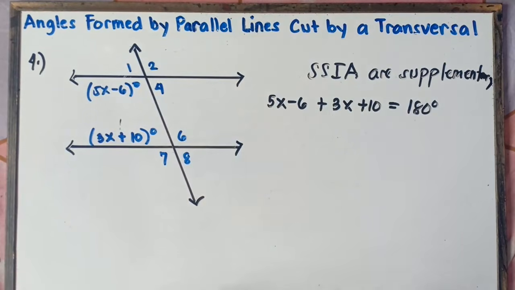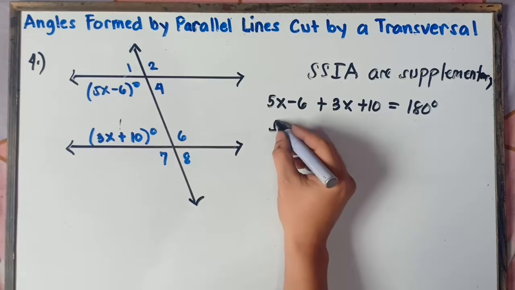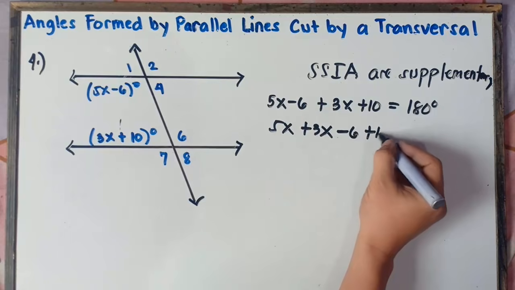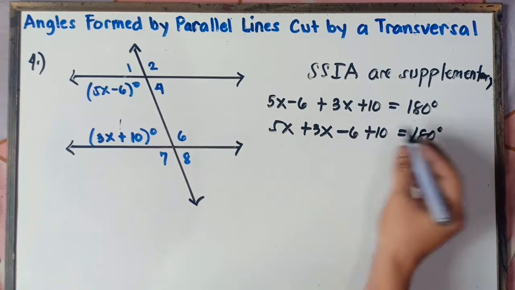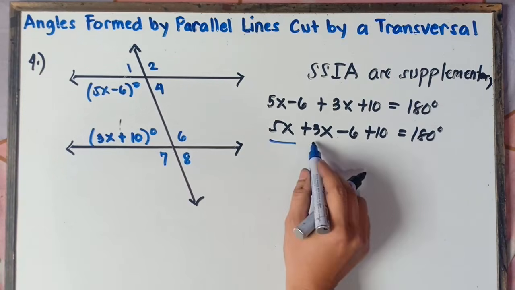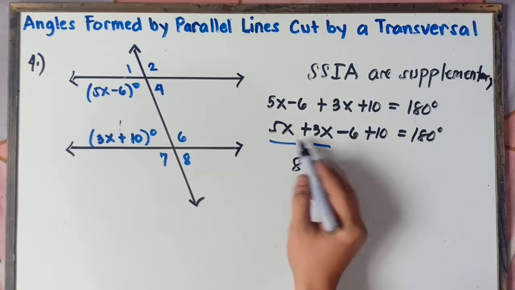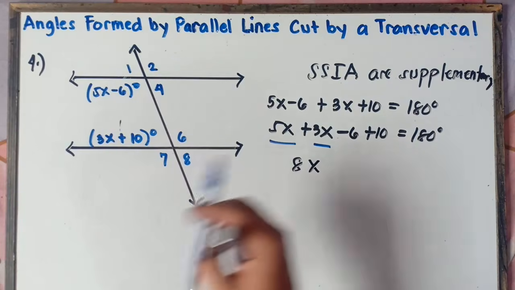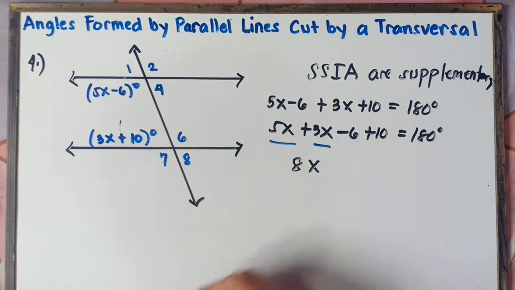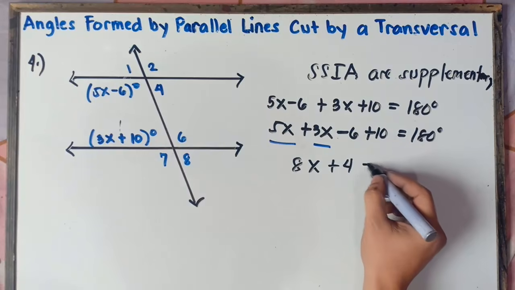Alright, so therefore, we can combine like terms. We can arrange this one. So simply arrange 5x, we have positive 3x, we have negative 6, positive 10 equals 180 degrees. I just simply arranged it for you not to be confused. Combine like terms, 5x plus 3x. So 5 plus 3 is 8. Simply copy x. And then negative 6 plus 10. If the signs are not the same, you subtract. 10 minus 6 is 4. Now 10 is greater than 6, so we copy the sign of 10. That would be positive 4 equals 180.